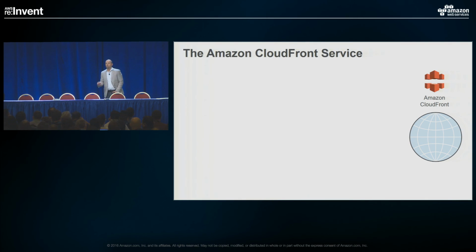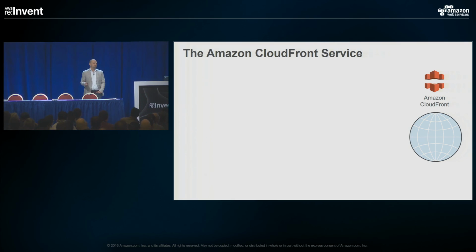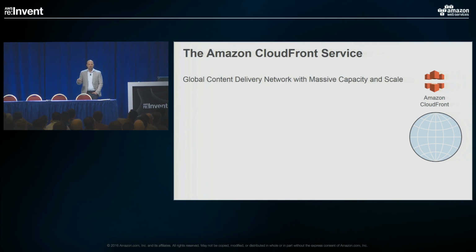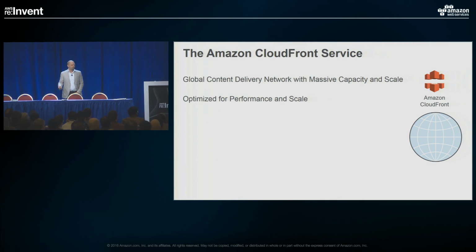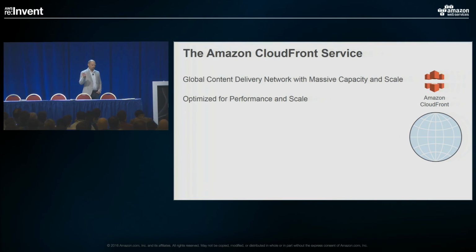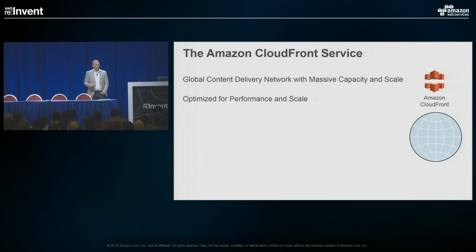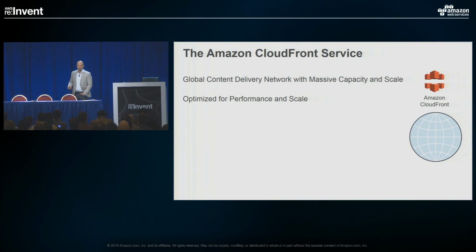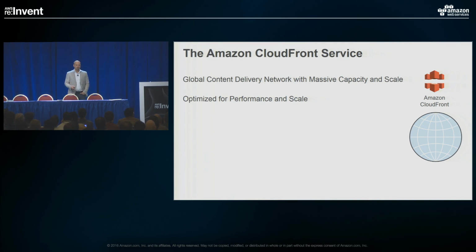So we'll go into what exactly the Amazon CloudFront service is, based on that definition of a CDN. Well, Amazon CloudFront is our global content delivery network. It's built with massive capacity and scalability. We have optimized the service over the course of many, many years to be very performant and to operate at tremendous scale. As you know, we have many customers that use CloudFront today for a wide variety of applications.